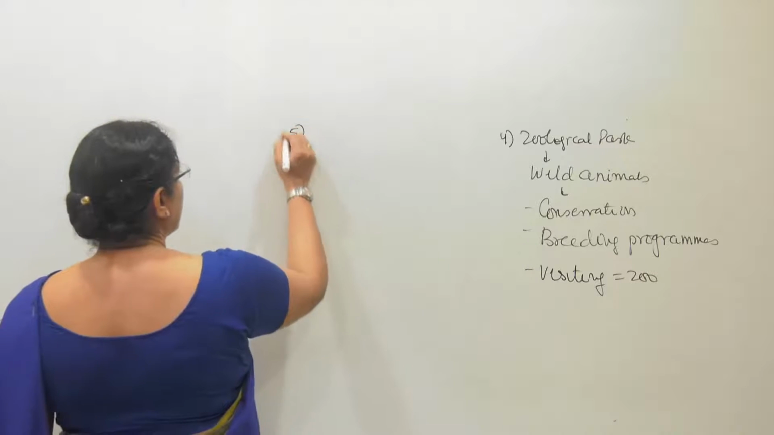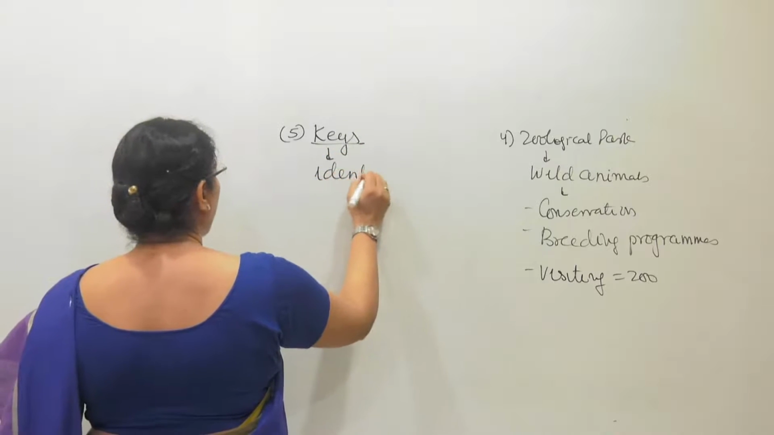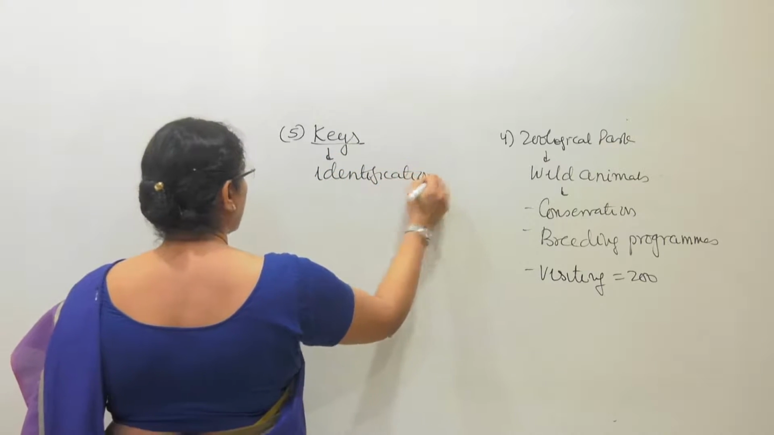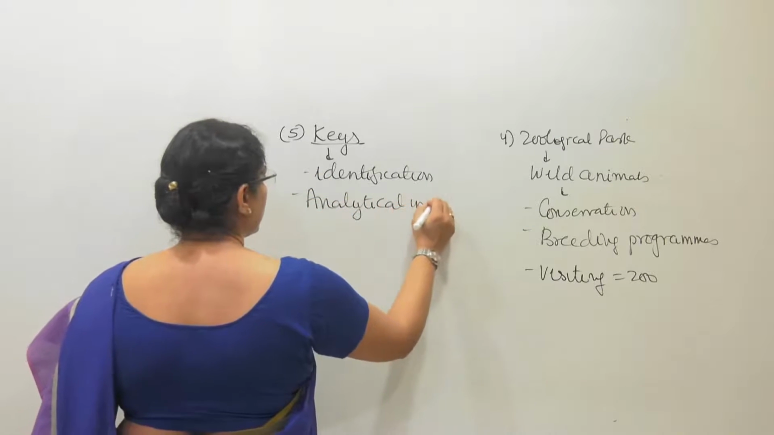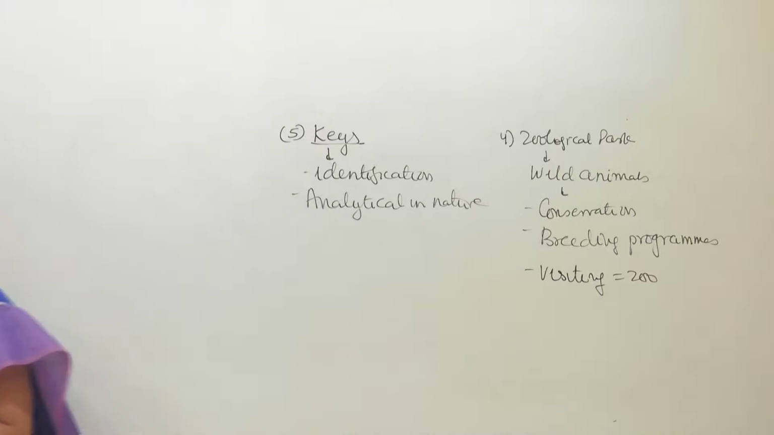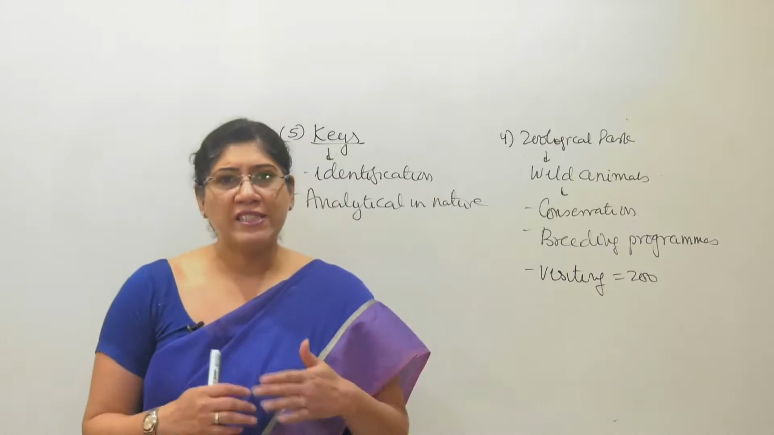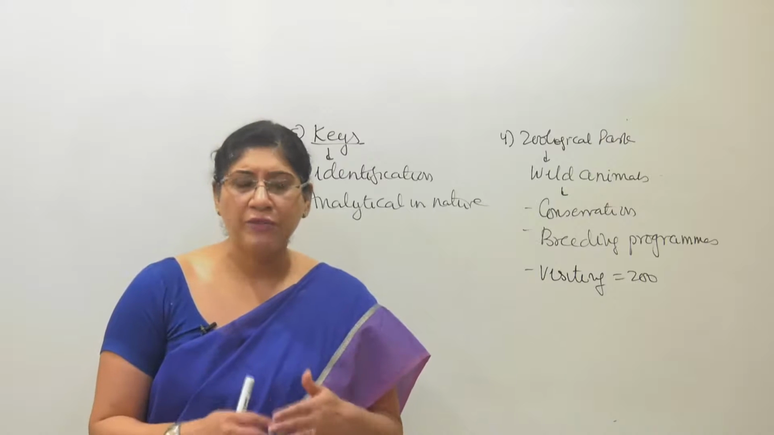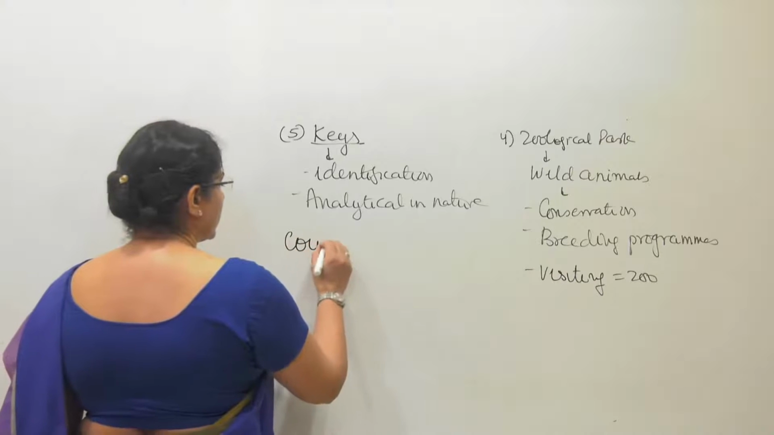Then we have keys. Keys are used for identification. Keys are analytical in nature as they are based on comparative features. In a key, what we will do is, we will take two contrasting traits. This pair of statements which gives you two contrasting traits is called couplet.